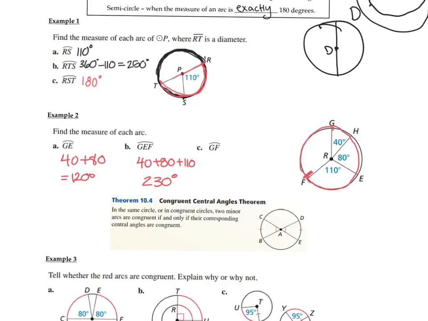Now, for arc measure GF, that's going to be this portion here. We know that the measure of the angle of an entire circle is 360 degrees. So we're going to do 360 minus 40 plus 80 plus 110, which we already found that the sum of those angles is 230 degrees. So I'm just going to subtract that from 360 degrees. Sorry. And that is going to give us a measure of 130 degrees.